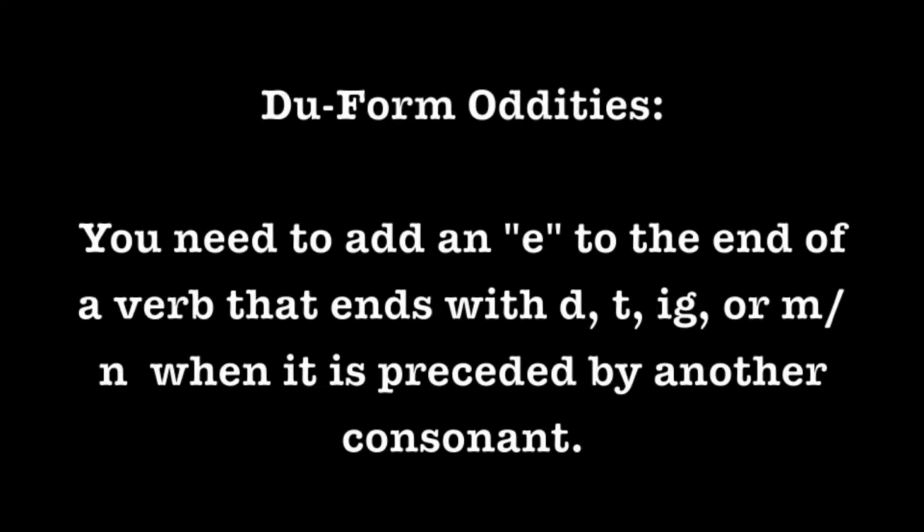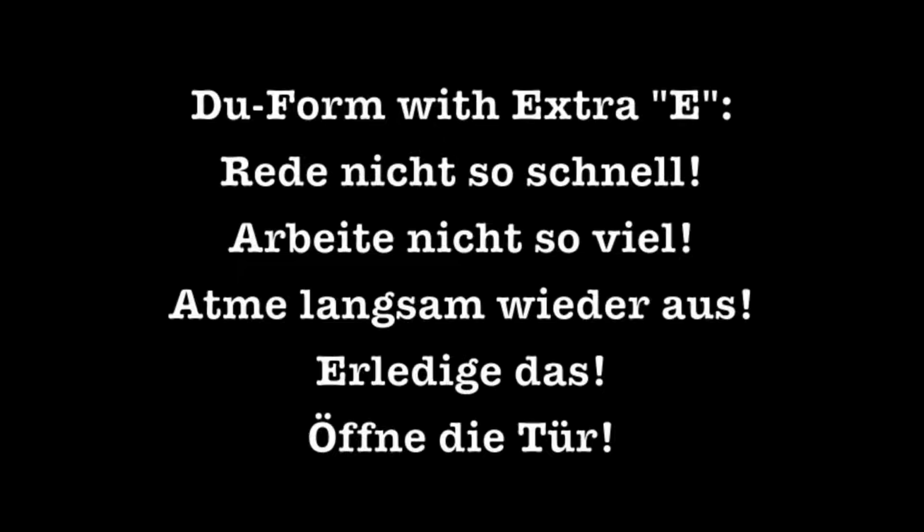Some more weird things happen with the du form. You would have to add an E to the end of a verb whose stem ends with a D, a T, IG, or an M or an N when those last two letters are preceded by another consonant. To illustrate that point, here are some examples of verbs that would require the extra E. Reden, with the stem just R-E-D. That stem ends with a D, so you have to add the extra E. Rede nicht so schnell. Don't talk so quickly.